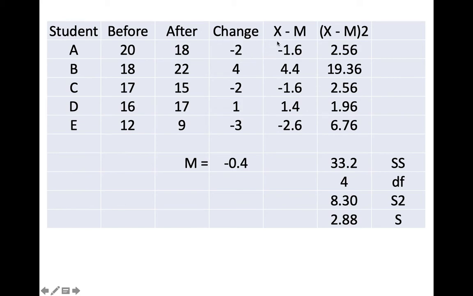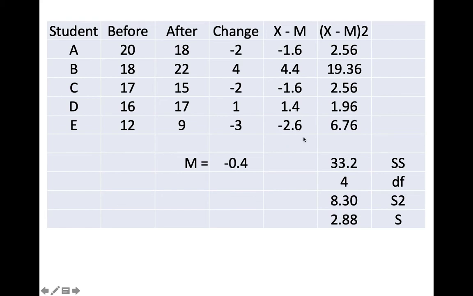Again, very important to do the subtraction in a consistent way. We're taking our change score minus the mean. So in this case, we're taking a -2 and we're subtracting a -0.4. Subtracting a negative is the same as adding a positive. So you can see that the deviation is -1.6 because we've essentially added a +0.4 by subtracting a negative. Again, make sure that you're doing those subtractions in a consistent way.